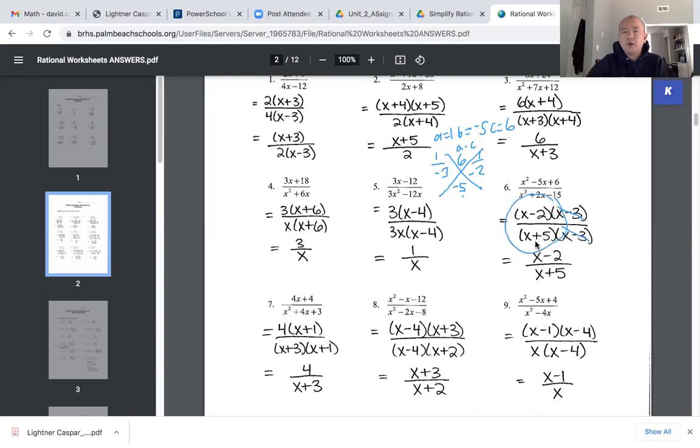Okay. So the factoring, if you understand your factoring, the greatest common factor method and the trinomial method, any trinomial method is fine. You should be able to answer all these questions.